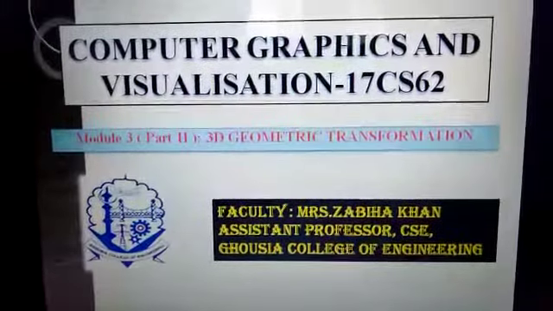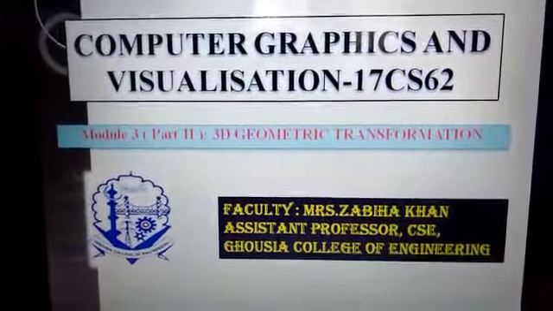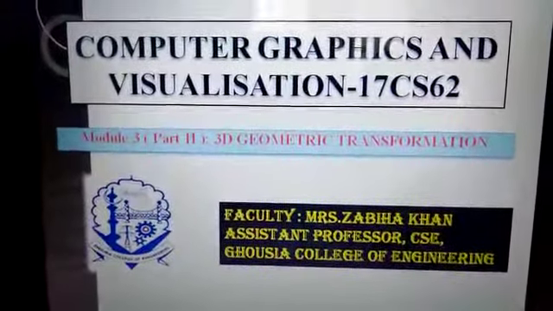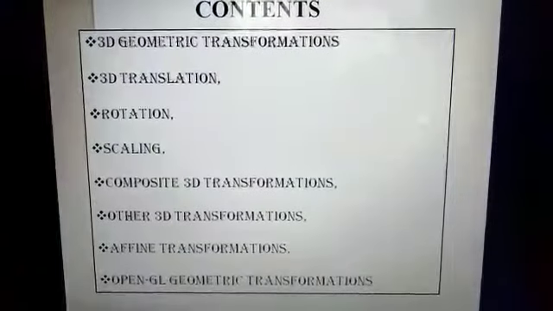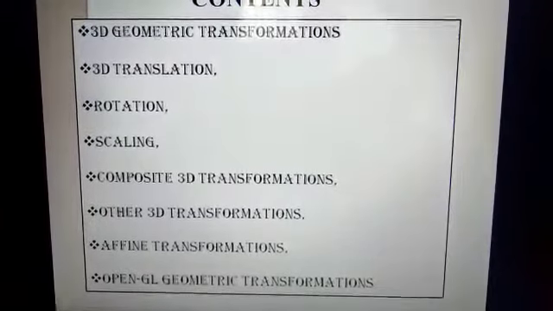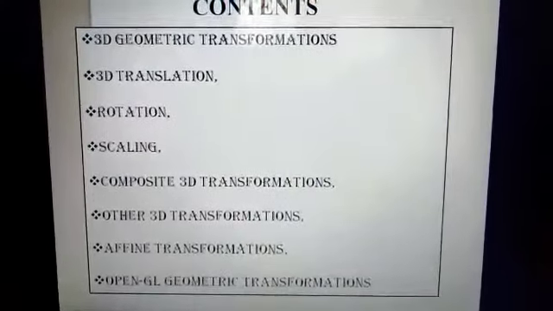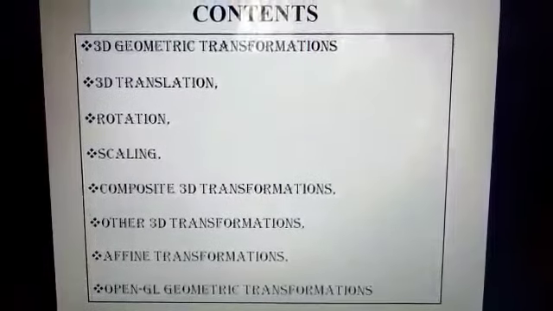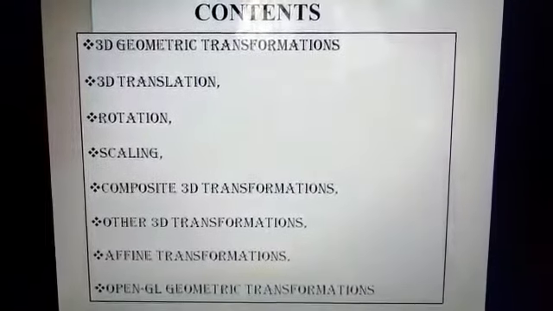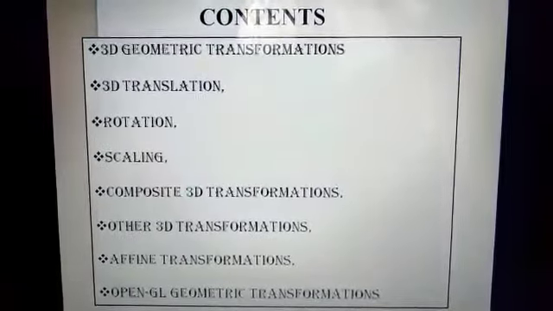Hello students, let's talk about module 3, part 2 of 3D geometric transformations in the subject Computer Graphics and Visualization for 6th semester. The contents go like this. We have geometric transformations in 3D, as we had already discussed in 2D, in which we are going to discuss topics like translation, rotation and scaling, composite 3D transformations, other 3D transformations, affine transformations and OpenGL geometric transformation functions.